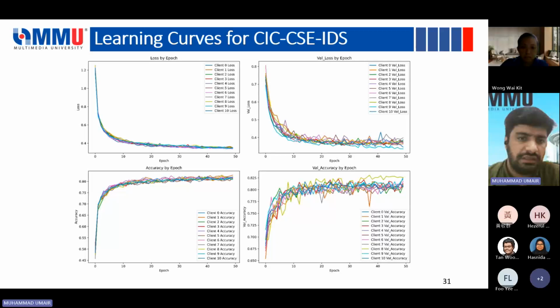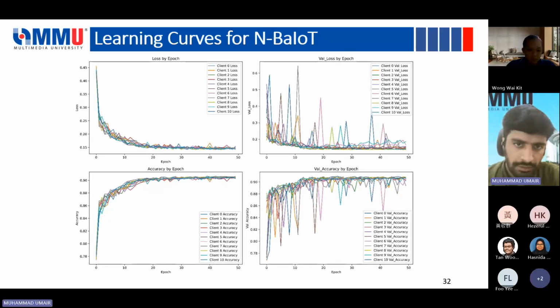Upon training, these are the learning curves for each of those clients that have been used. Each client was trained for 50 epochs, and it shows that the model converged, and the loss kept decreasing until it became stagnant at one point. And then these are the learning curves for the NB-IoT dataset here. We can see that some of those clients are performing poorly and a lot of fluctuation was happening here.